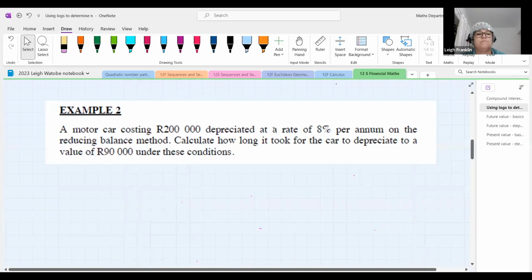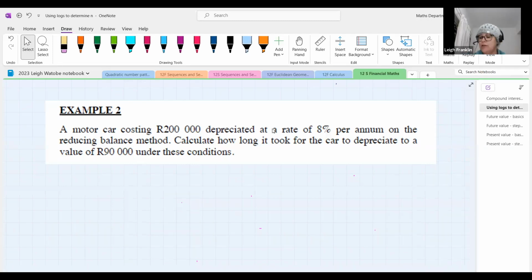Okay. So here's another example where they are asking us to calculate n, but it's a different formula. Based on the information that's given: a motor car costing 200,000 Rand depreciated at a rate of 8% per annum on the reducing balance method. Calculate how long it took for the car to depreciate to a value of 90,000 Rand under these conditions.